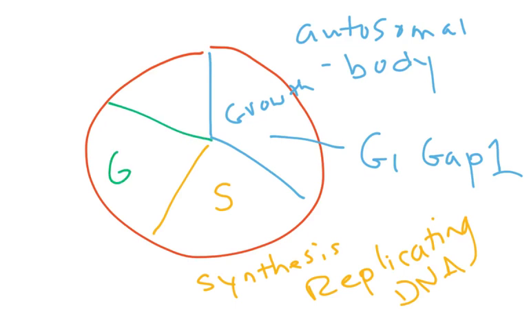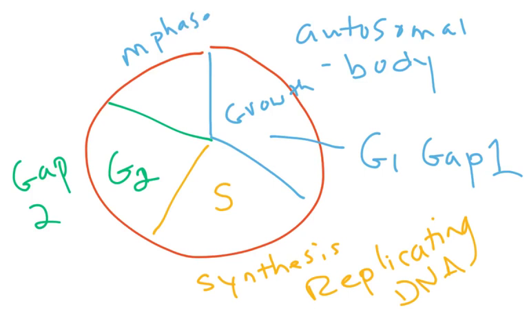The third thing that happens here is G2, so it's gap 2. And in this one, you start copying all of the organelles so that you have enough of everything to make a second cell. And once you pass that, you're ready to go into what's called the M phase.